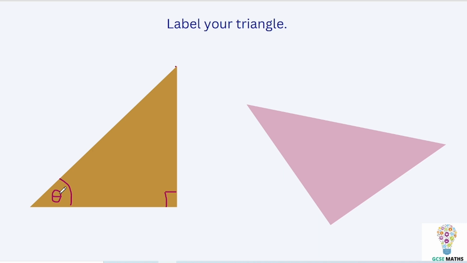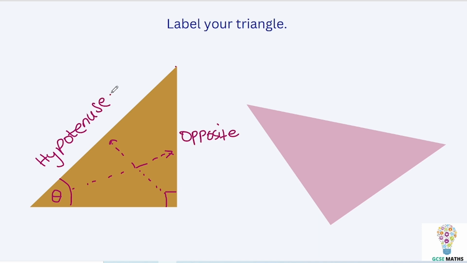Now, once you've identified that angle, anything that is opposite to that angle, so you can see that this side length is opposite to this angle, we call that the opposite. Now the longest side in a triangle is called the hypotenuse. So this will always be the hypotenuse, and the hypotenuse is always opposite the right angle. Then this one is just called the adjacent.